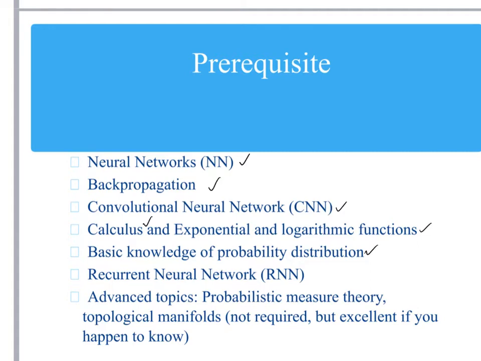These are pretty good. But in addition, if you happen to know RNN, that's good. But if you really know probabilistic measure theory and topological manifolds, that's excellent. You know all the math that you need in order to understand the theory that goes behind GANs.